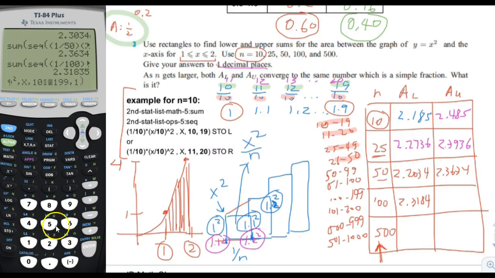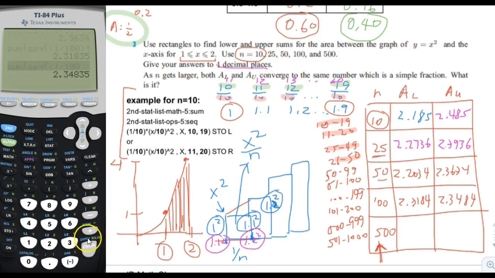And then we go up and grab the next one, and then we're going to put 101 and 200. Okay. 2.3484. And you can see that we're converging to a value here.